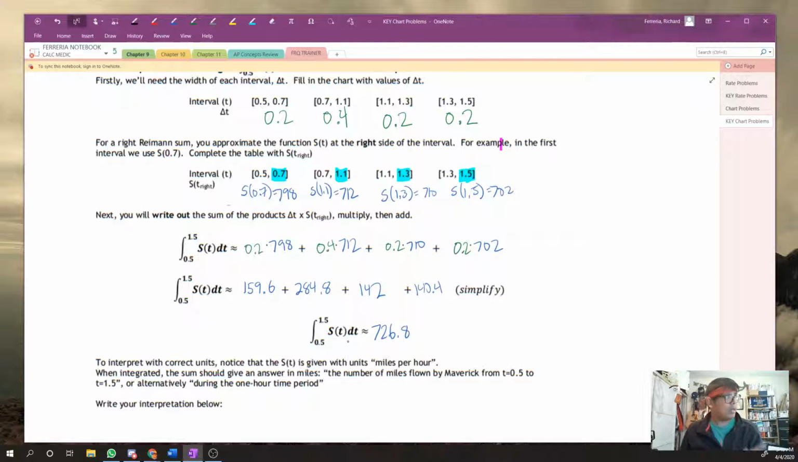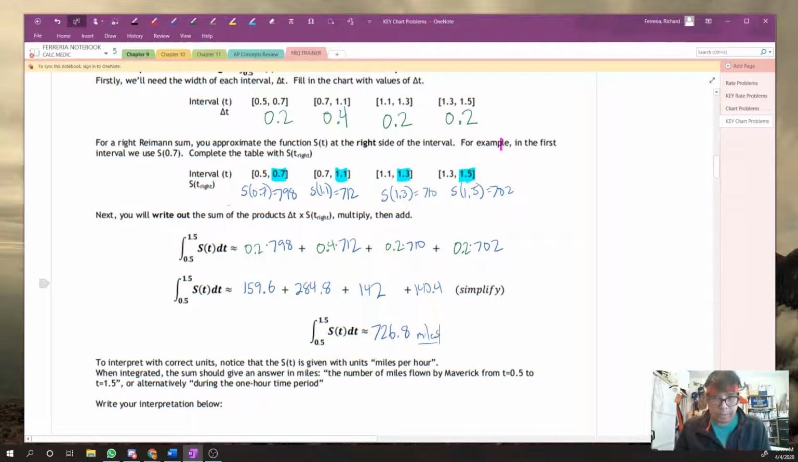726.8. To interpret the correct units, if we had S in miles per hour and we're integrating with the dt, that means that we're going to lose a per hour and we're just going to be in miles. So this is in 726.8 miles, which I'm writing here just to reinforce it. You wouldn't have to write it there until you're ready to do the interpretation.